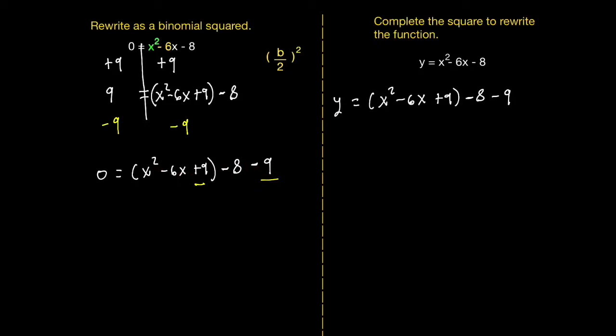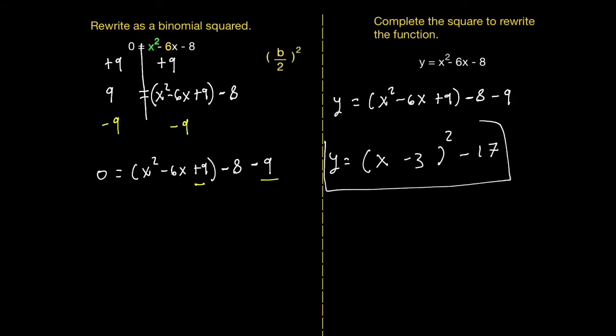Next, I will begin to simplify this. The perfect square trinomial, I can exchange it for a binomial squared. And negative 8 minus 9, we can combine them to make a negative 17. To find what goes inside of these parentheses, we grab x, and then we add half of the coefficient of x. So half of negative 6 is negative 3. And here you have the vertex form of the original equation.